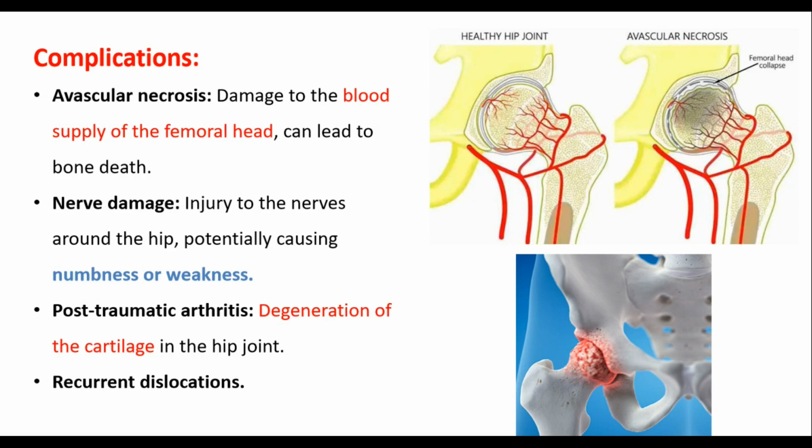Next, the nerve damage. So nerves surrounding the hip joint might get injured due to the dislocation. Potentially, this will cause numbness and weakness in those affected nerves.